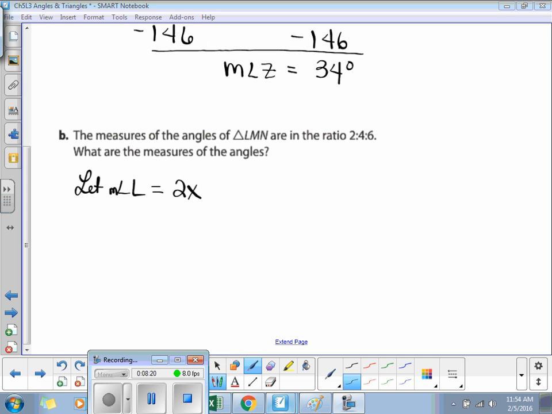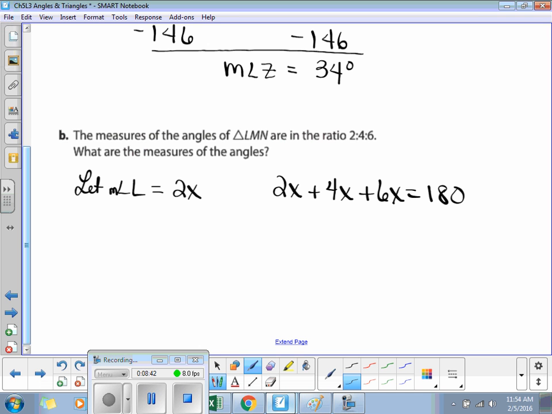So now, if I add up all of the ratios, I'm going to get a ratio that equals 180 degrees, right? So this will be 2x plus 4x plus 6x, and that equals 180 degrees. So now, I'm going to combine my like terms and solve for x. So this is going to be 12x is equal to 180. Then to get the x by itself, we will divide by 12, and help me out, what do we get? So x is equal to 15.